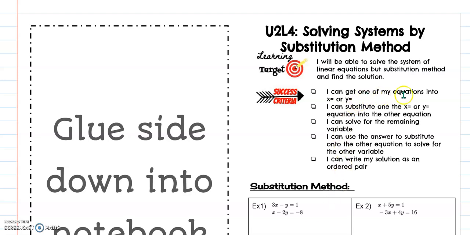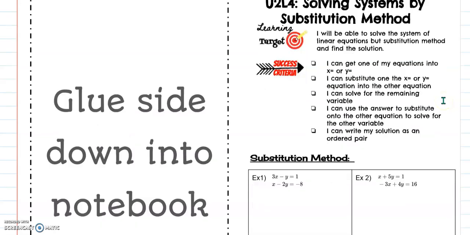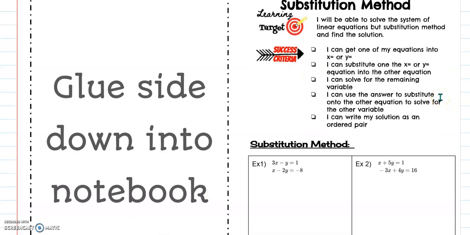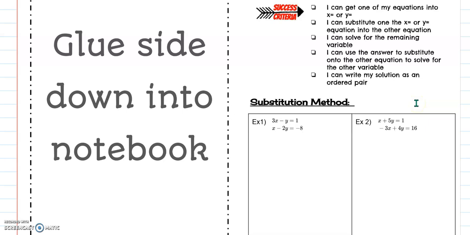So first we want to get our equations to either x equals or y equals. We only need one of them to get there. And then we're going to substitute that equation into the other equation. Then we're going to solve for the remaining variable. And then we can use that answer to substitute into the other equation. And then we're going to write our solution as an ordered pair.